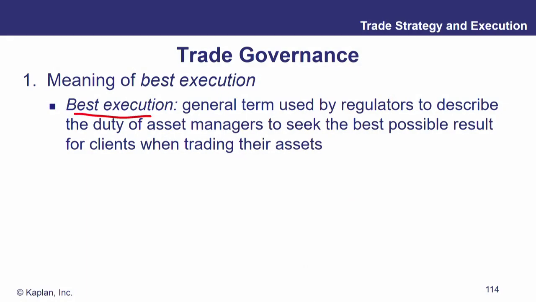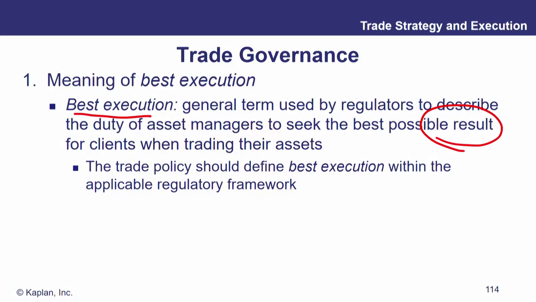Okay, so I want to spend some time on best execution. This seems to confuse a lot of candidates and certainly confuses a lot of non-finance professionals. So best execution, it's a general term. It's used by regulators to describe the duty of the asset manager to seek the best possible results for the clients when trading their assets. Okay, seek best possible results. Remember, it's not just explicit cost that we're worried about. We're worried about the implicit costs also. Okay, so the trade policy should define what is best execution, and it better be within the regulatory framework.